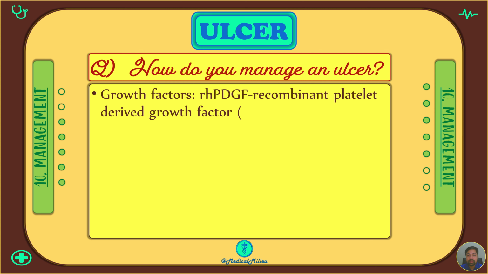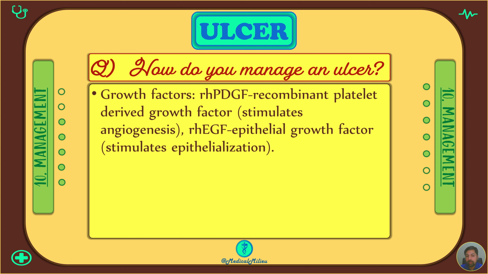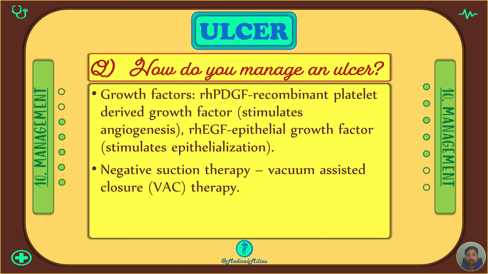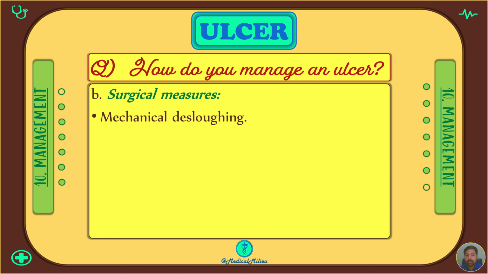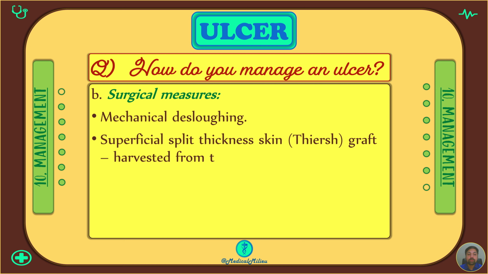Among the growth factors, recombinant platelet derived growth factor which stimulates angiogenesis and epidermal growth factor which stimulates epithelialization can be used. Negative suction therapy like vacuum assisted closure therapy may be tried. Among the surgical measures, mechanical desloughing can be done. Superficial split thickness skin graft, which is also called as Thiersch graft, can be done. It is usually harvested from the thigh.